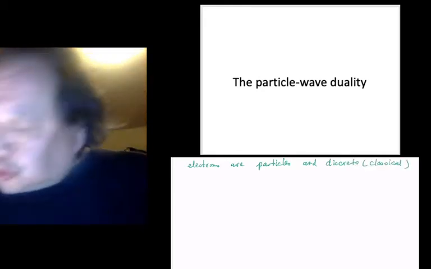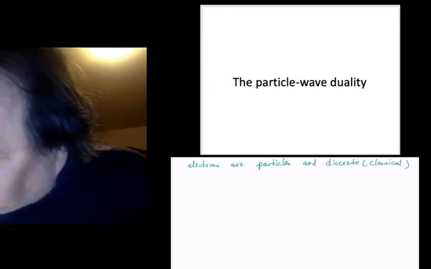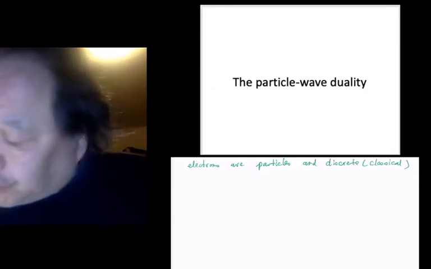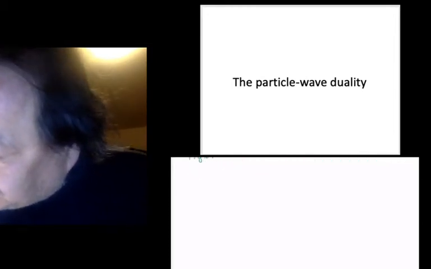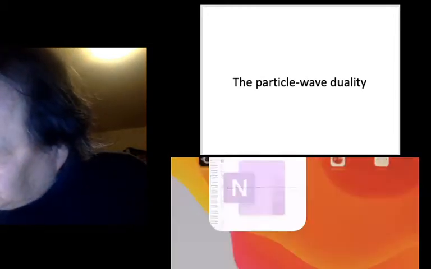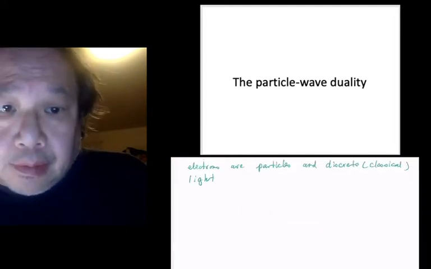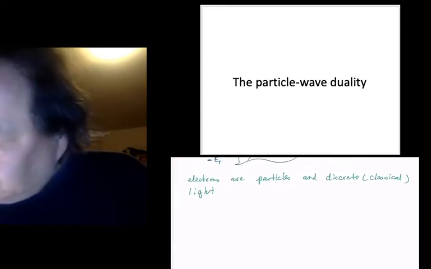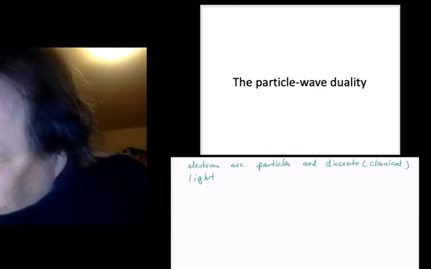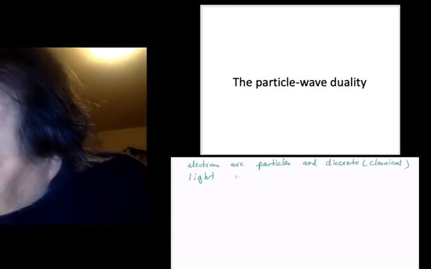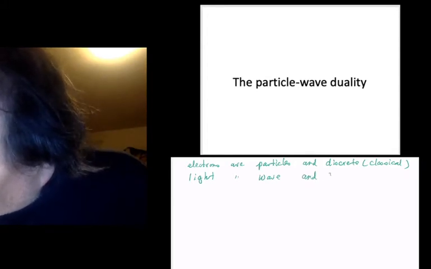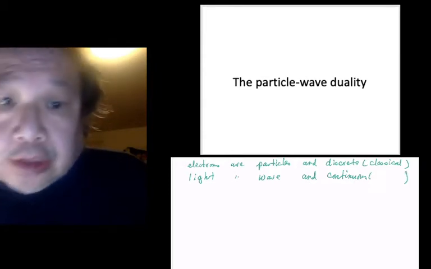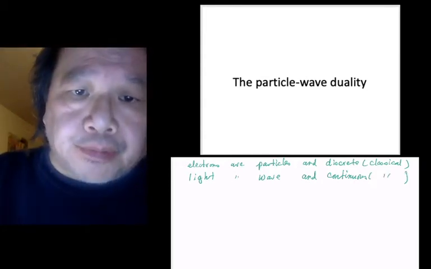And by contrast, we have the best example of a wave for us, which will be light. Light is a wave and continuous. And again, this is the classical picture.